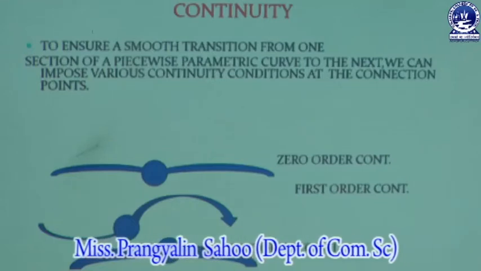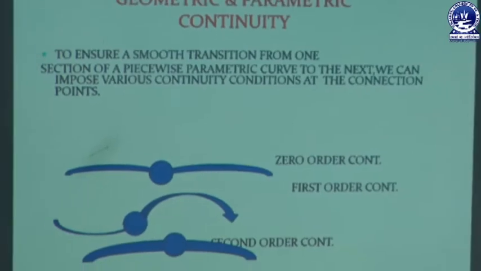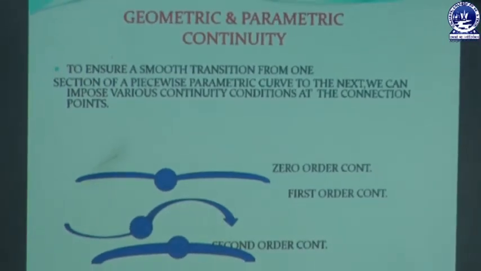Second order parametric continuity, or C2, means that both the first and second parametric derivatives of the two curve sections are the same at the intersection, and second order geometric continuity means that both the first and second parametric derivatives of the two curve sections are proportional at their boundary.